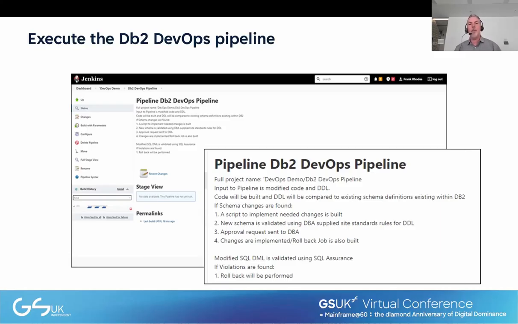Now, once you have that script, that new schema can be validated against the supplied standards. So all those rules engines and standards that I went through, let's compare those to the site standards, compare those to the script that's going to run, and make sure that everything's being followed. Again, we can gate this. I talked about the gating, but approval requests can be sent to the DBA, basically saying, hey, here's what's changing. Do you accept this or do you not accept it? That's where people start, right?